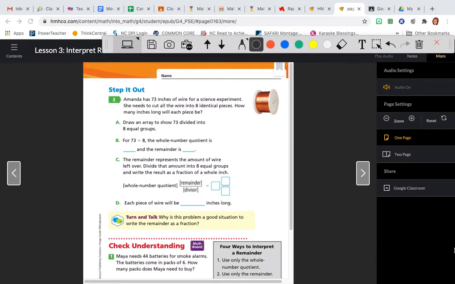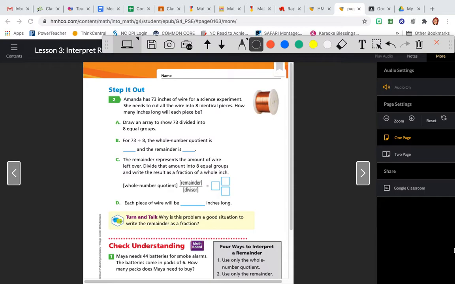Amanda has 73 inches of wire for a science experiment. She needs to cut all the wire into 8 identical pieces. How many inches long will each piece be? So let's draw an array to show 73 divided into 8 equal groups.